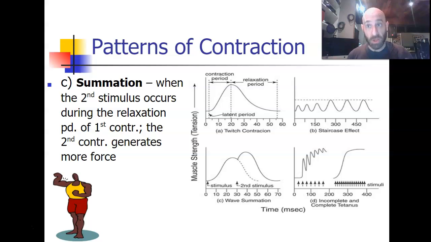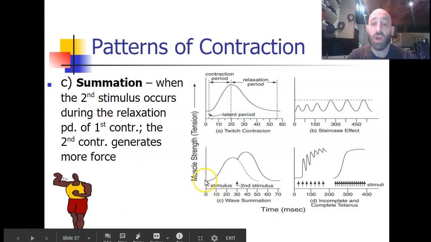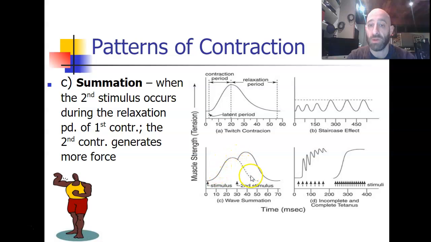So if you want to get a really good workout, what you should do is let yourself completely relax and then pull yourself up again, because you're not building off of that initial contraction. So that's what you're seeing here. You have your first stimulus occur, and then before that muscle can relax all the way, it's going to contract again, and it's going to build off of that initial contraction.